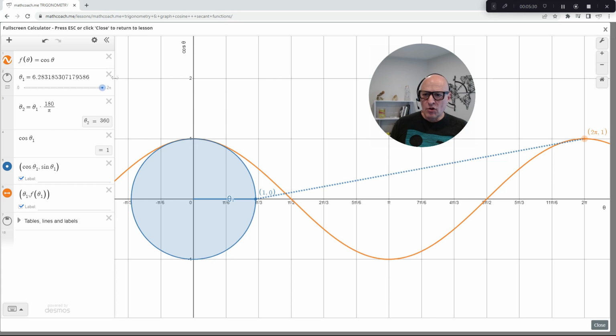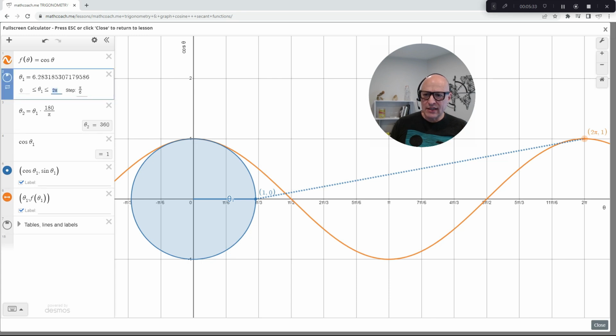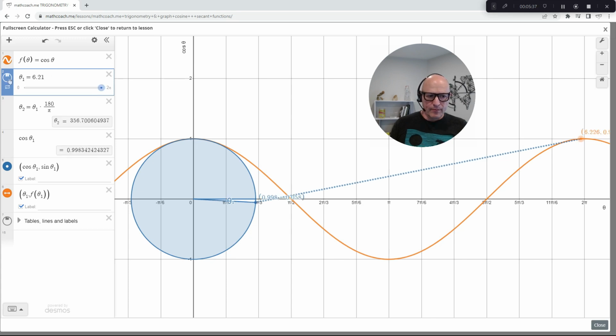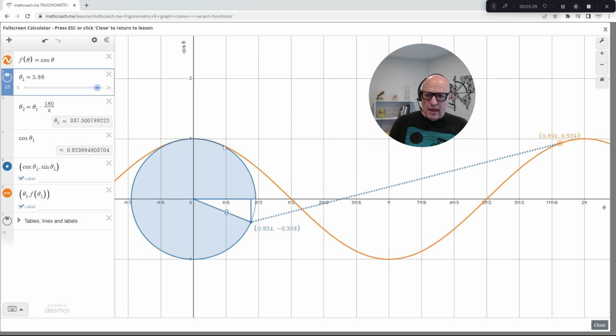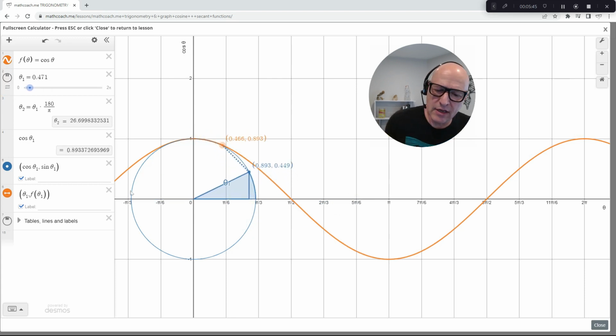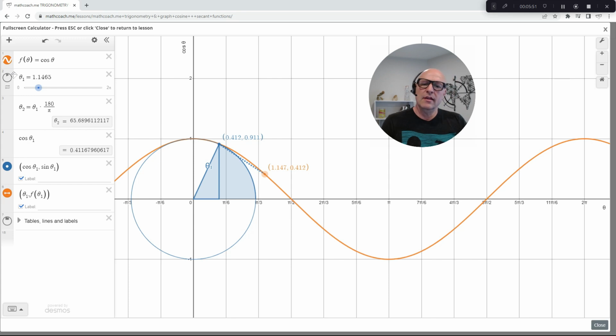Okay, I'm going to just let this run in animation mode. And actually, let me set it to 0 and run it this way. Okay, so as our angles are increasing through quadrant 1, I'll just pause that for a moment. Our cosine function always returns a positive. Our cosine function remains positive.